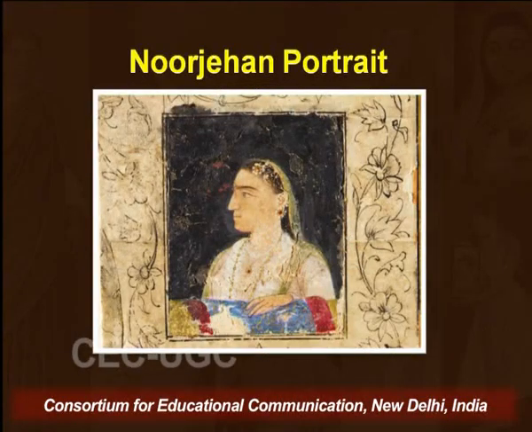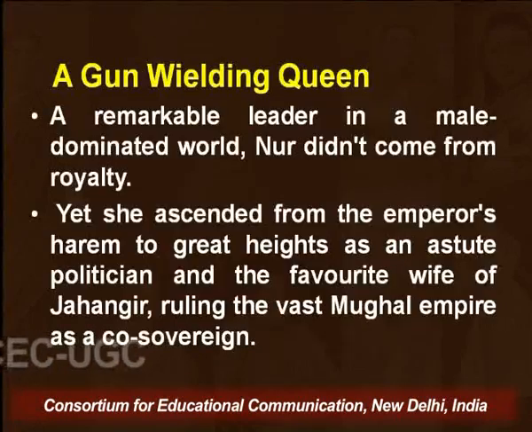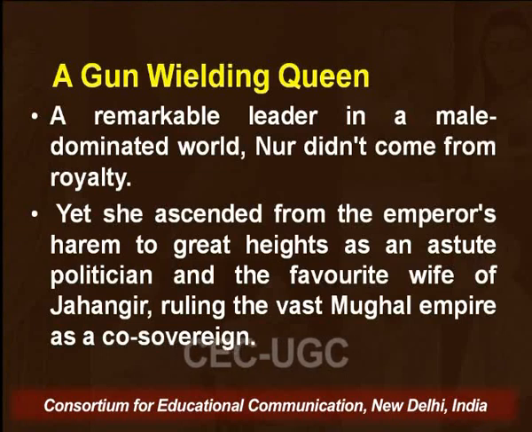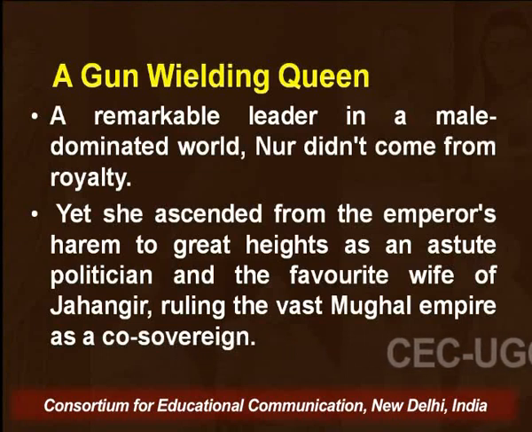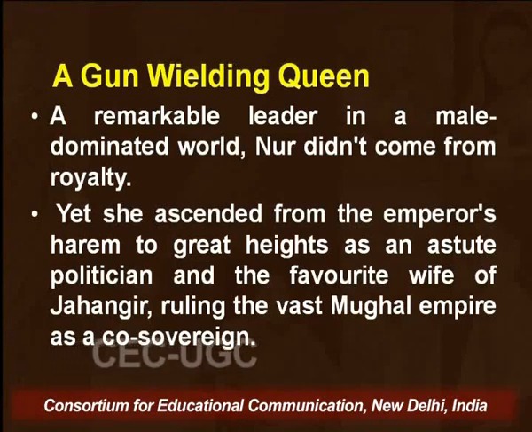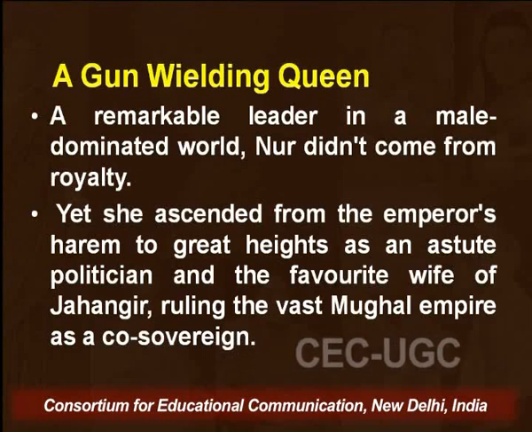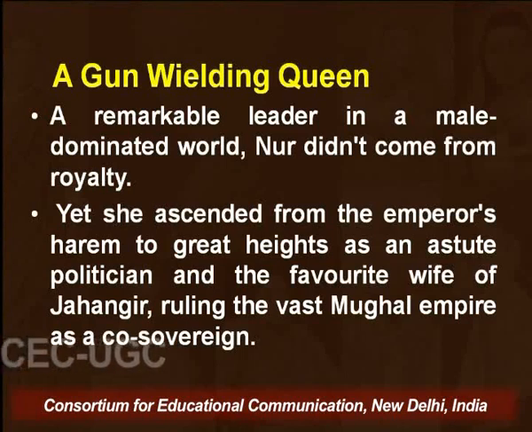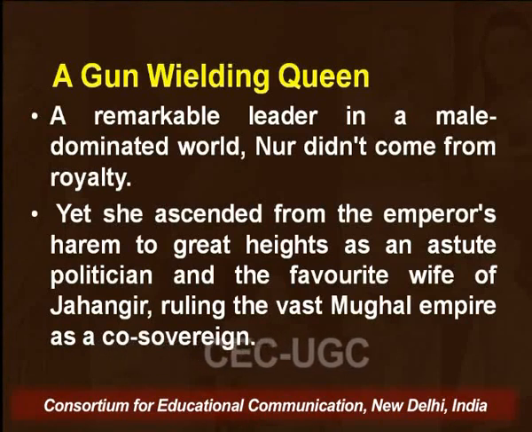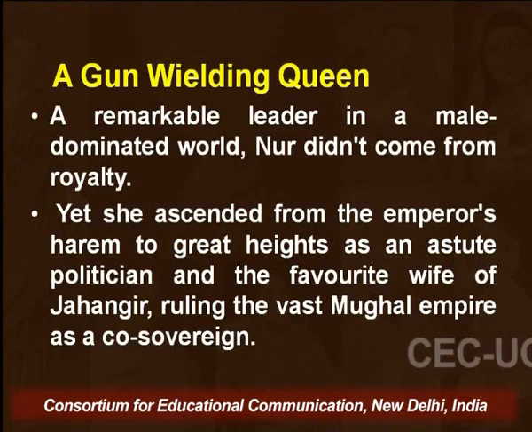A number of portraits in which Nur Jahan is portrayed clearly capture the aura and power that she displayed. She could be described as a gun-wielding queen, a remarkable leader in a male-dominated world. She did not come from royalty, yet she ascended from the emperor's harem to great heights as an astute politician and one of the favorite wives of Jahangir, ruling over the vast Mughal empire as a co-sovereign.